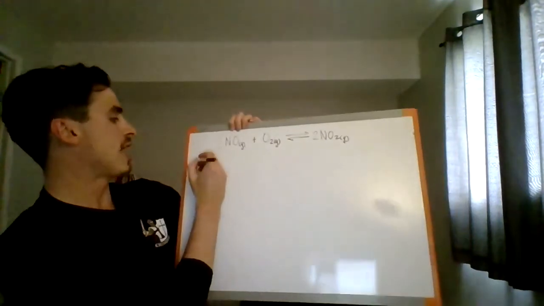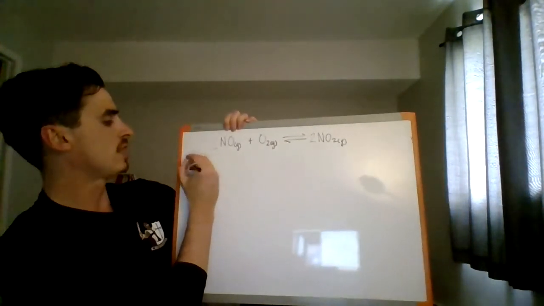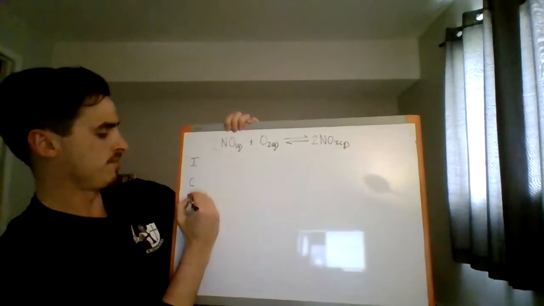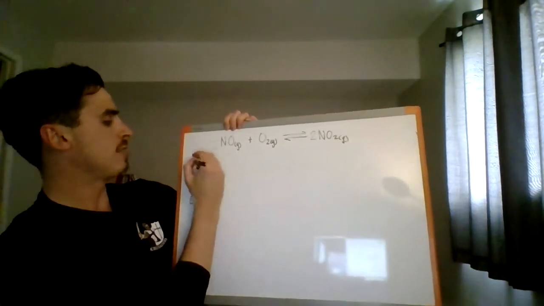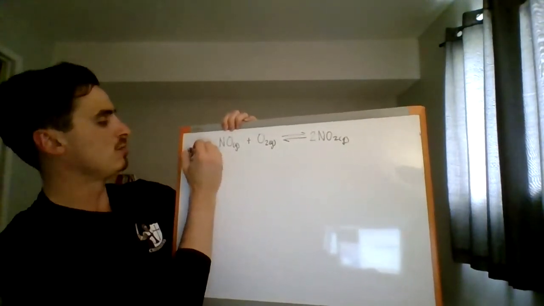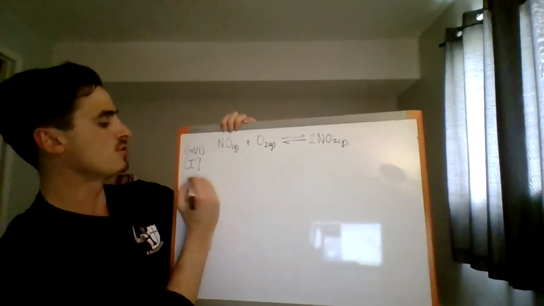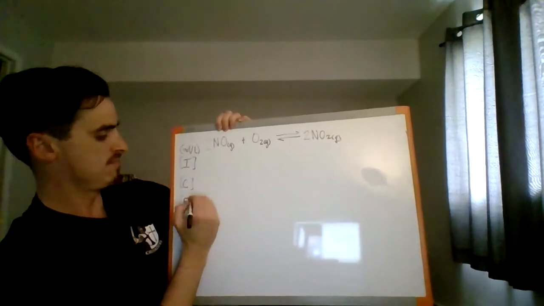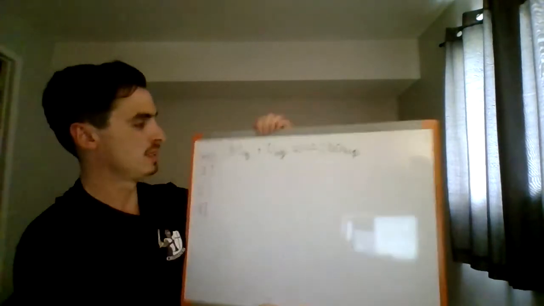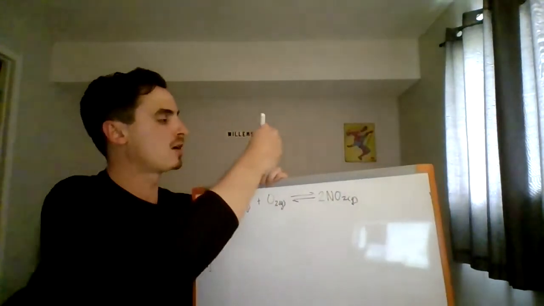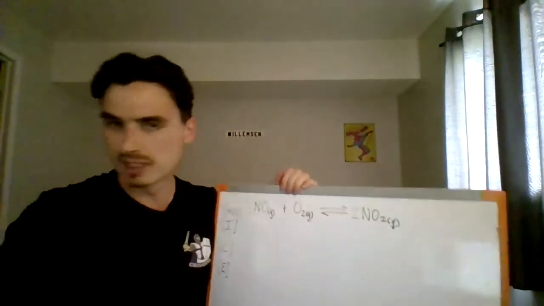Now what I need to do is set up an ICE table. So I, C, E. And I'm just going to put up here that they are all in moles per liter, just so I don't have to write the units every single time. My black marker is dying, so I'm not going to do the lines, but you guys can do that.